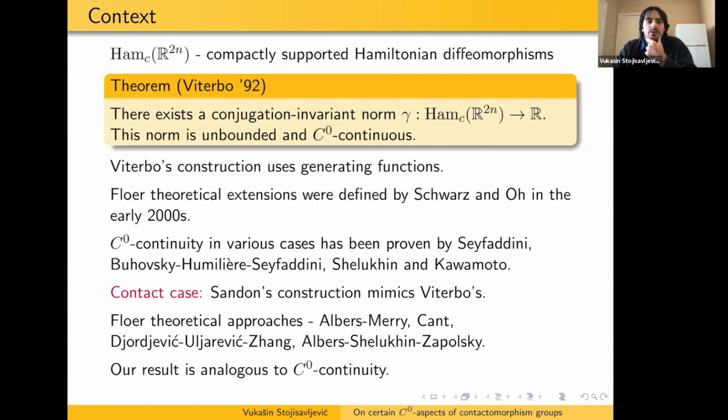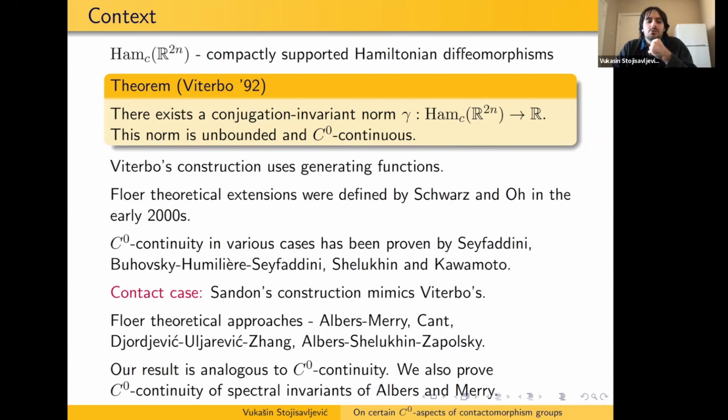And our result is somehow trying to be analogous to these C0 continuity results in the symplectic case. And I should mention that we actually prove C0 continuity of some invariants, both for Sandon and for Albers-Merry, from which the actual norms are derived. So it's really analogous if you go into the proof. You see that it's also some kind of C0 continuity. Okay, so this is all the context. Now let's see a little bit the definitions and properties of gamma.